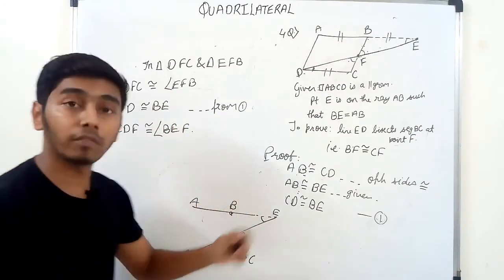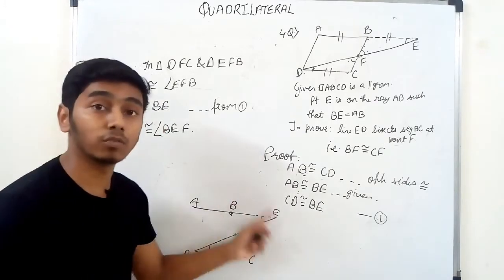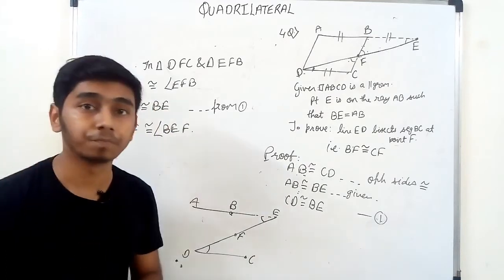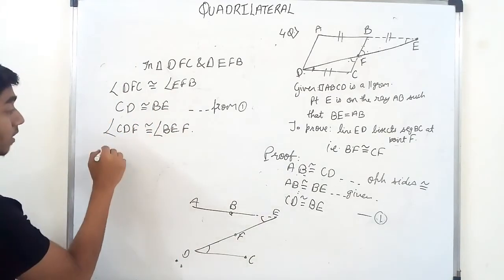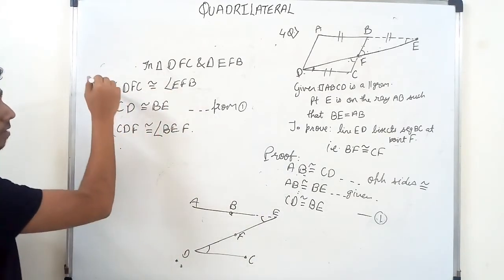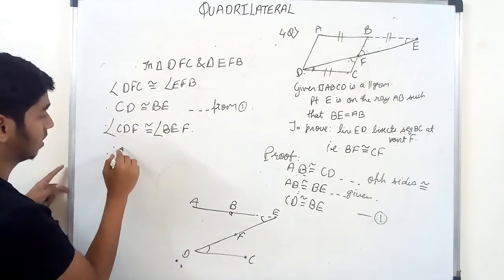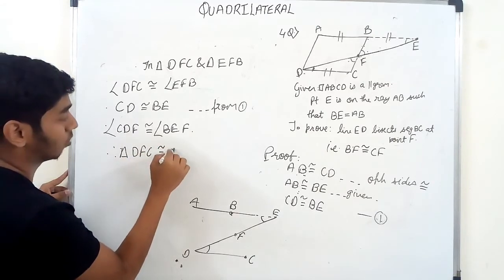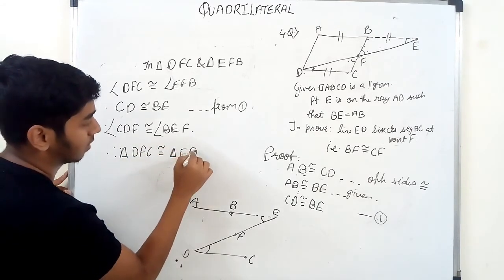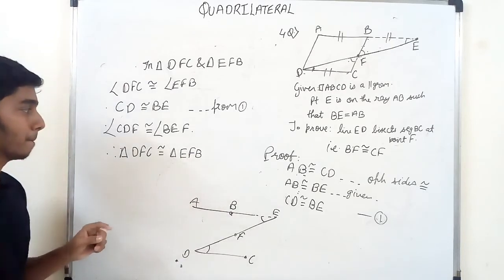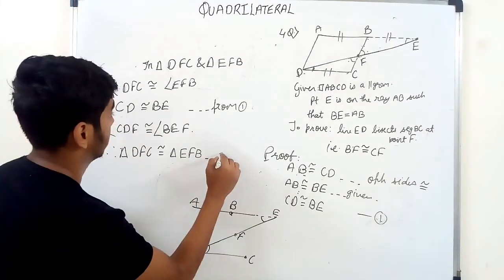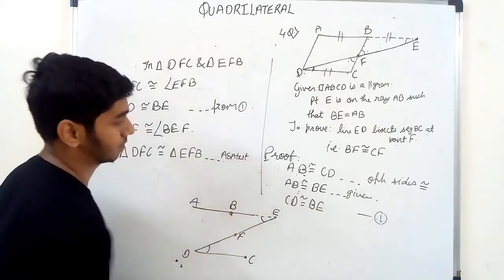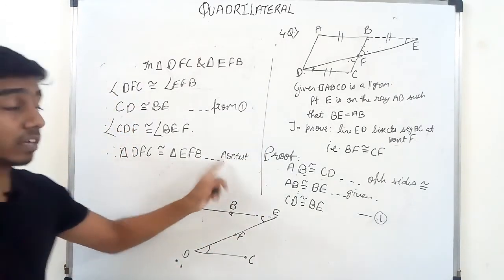With the help of this, you can also try to find these figures, and then we can easily prove. Show the proof for this. Therefore, from this we can say, by ASA test, triangle DFC is congruent to triangle EFB. Correct? By ASA test. Okay. So we have got till here.